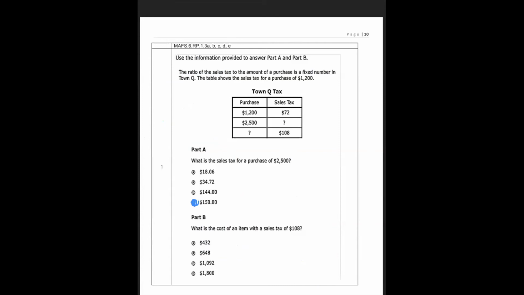For number one at least, it looks like they're doubling the price, because 1,200 doubled is 2,400, and it's a little bit more. So this doubled would be 144, but remember it's a little bit more, so it would be 150. I like that idea. You just want to check.